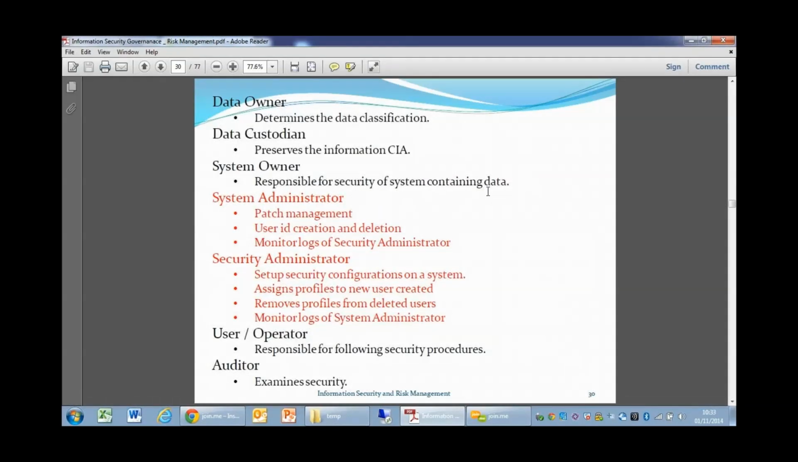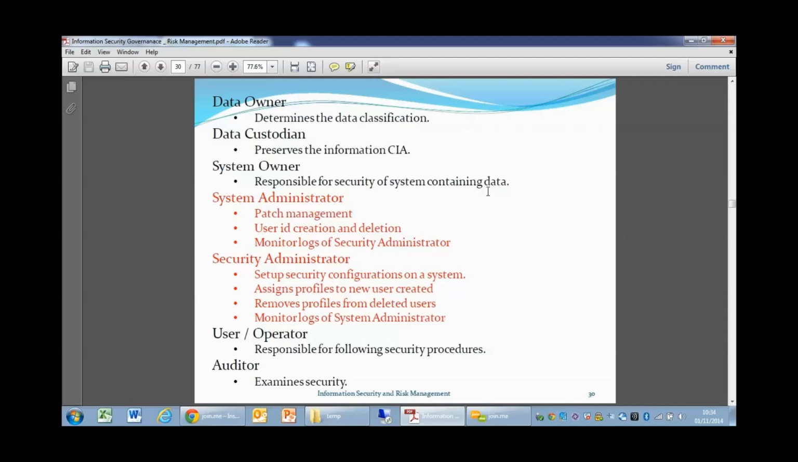So here we have some more roles. We all know the data owner. The owner is the person who decides, let's say if somebody has bought a car and paid for it, he is the owner of the car. He will decide who will drive the car, whether Mr. A, Mr. B, or Mr. C. Similarly, the data owner will decide who will have access to that data. So let's say you have financial data, you should have an owner assigned to it. You have HR data, an owner should be assigned to it.